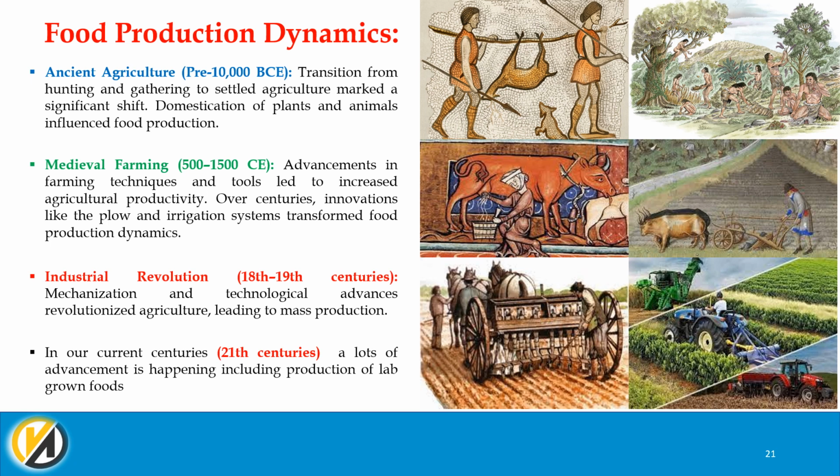Food production dynamics. In ancient agriculture, especially around 10,000 BCE, there was a transition from hunting and gathering to settled agriculture, which marked a significant shift in human life. Domestication of plants and animals influenced food production. Before 10,000 BCE, human beings collected their food by hunting animals and also by gathering plant products such as fruits, seeds, and the like.